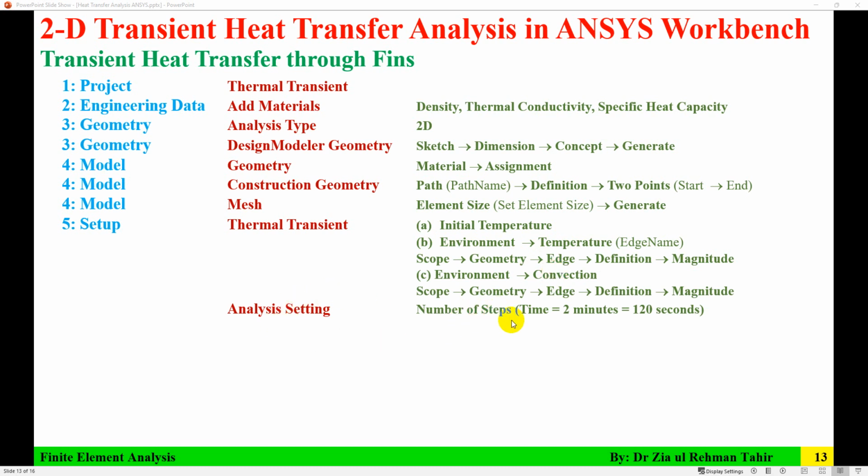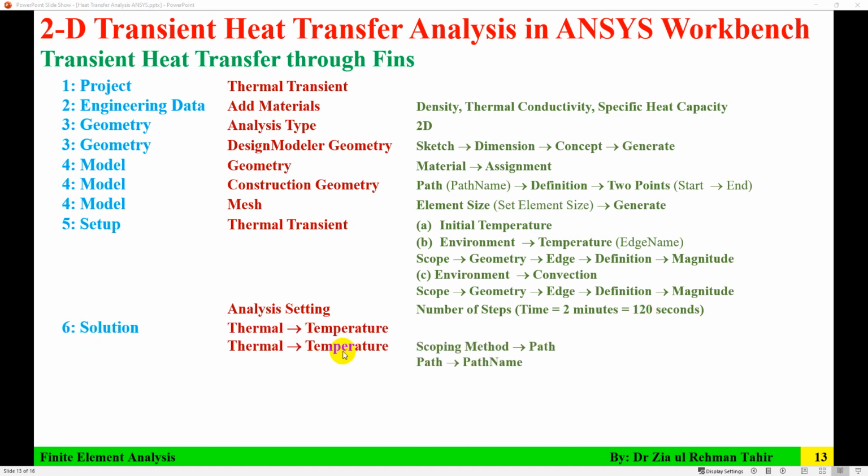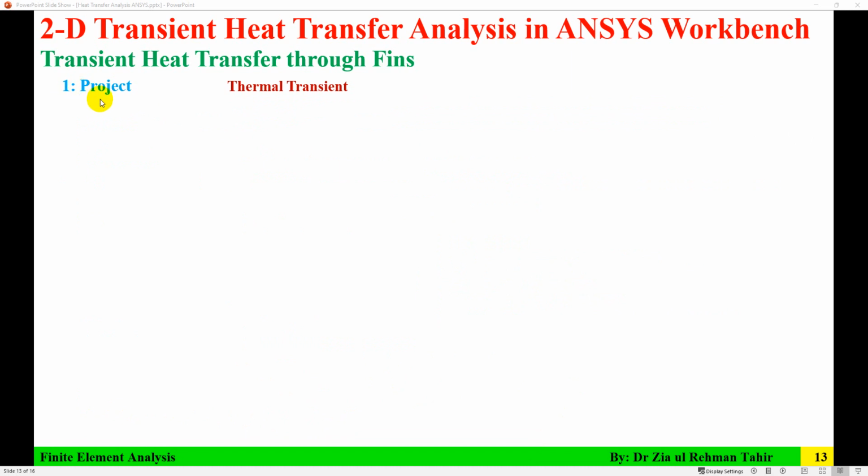Then in the analysis settings for that transient analysis, keep the time as 120 seconds. And then in the solution, you need to get the temperature for the whole body and the temperature along the path, then solve and get results for the temperature along the path. So the first step is to start a project, thermal transient.